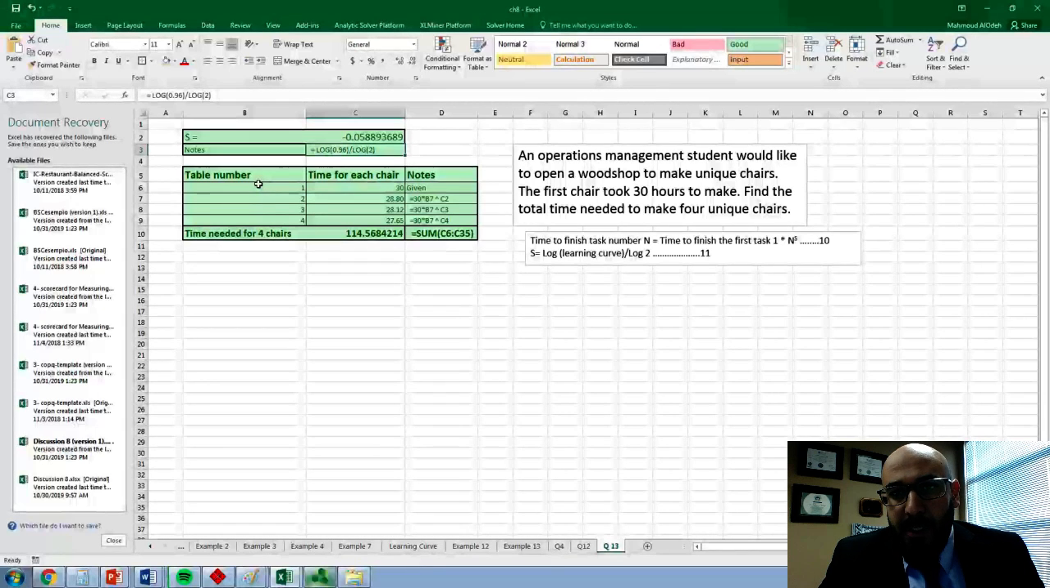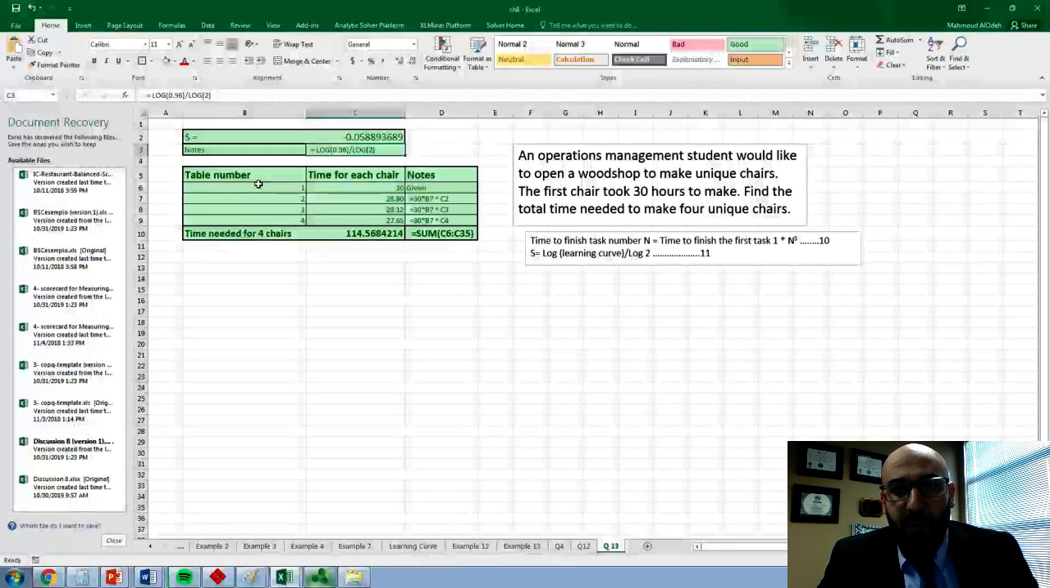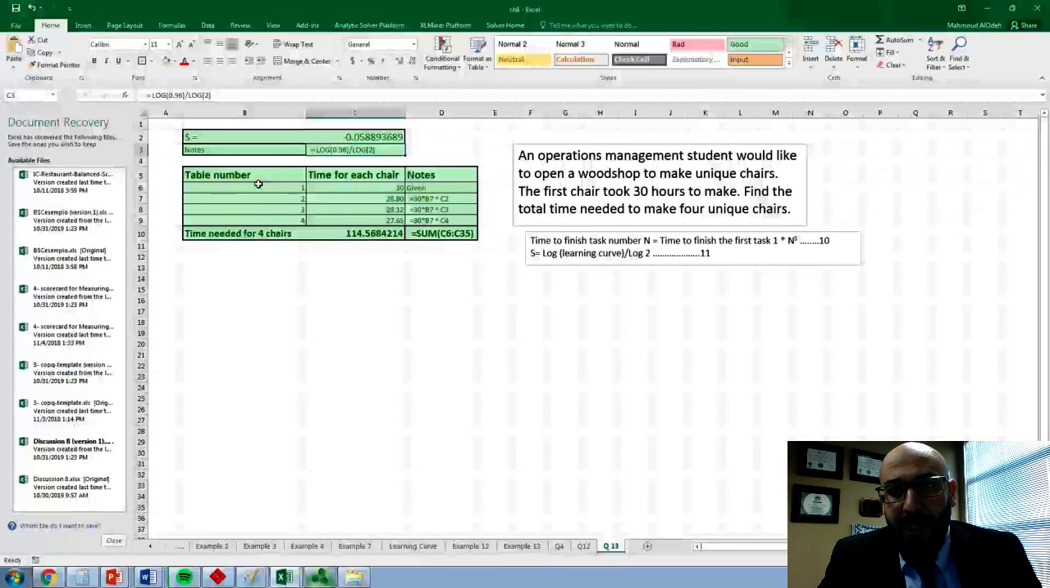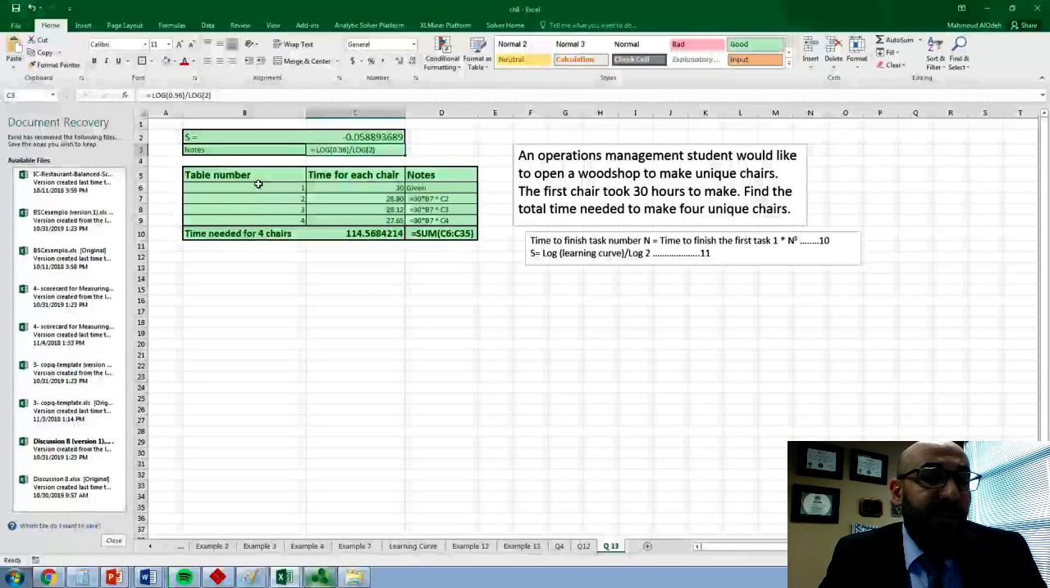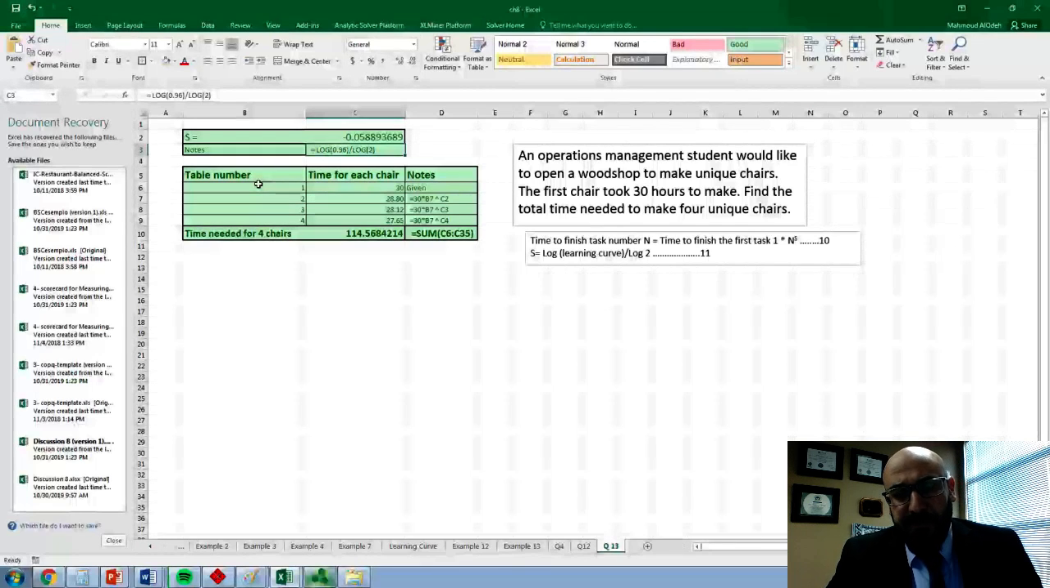An operation management student would like to open a wood shop to make unique chairs. The first chair took 30 hours to make. Find the total time needed to make 4 unique chairs.